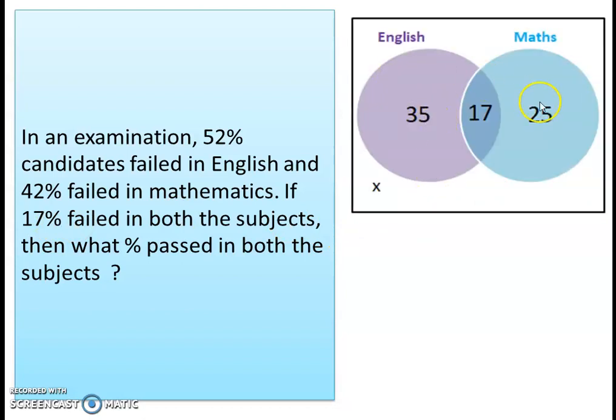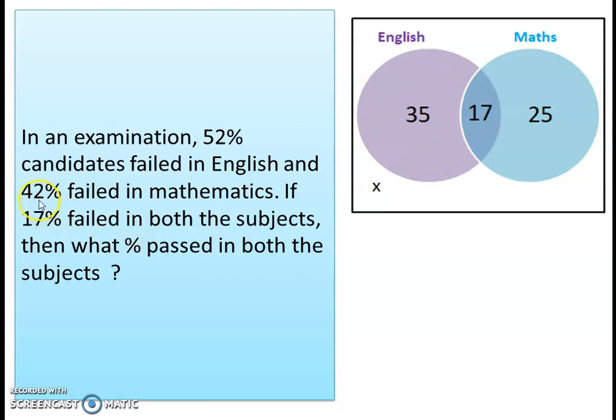So here we have two circles, and 35, 17 and 25 represent the percentage of students who failed in English only, both subjects, and maths only. So the overlapping part is 17. Now it is given 52% failed in English. So when we subtract 17 from 52, it is 35. So 35% of students failed in English only.